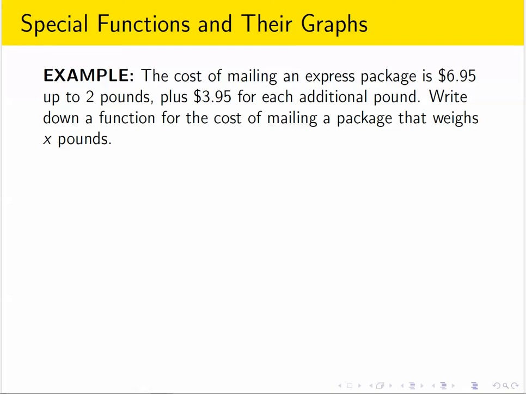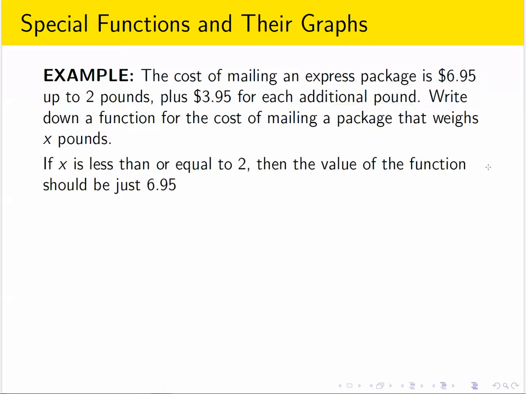For example, imagine we're trying to describe the cost of mailing a package, and we're told the cost is $6.95 if the package weighs up to 2 pounds, and then if it weighs more than that, we add $3.95 for each additional pound. And I want to write down a function for the cost where we're expressing it in terms of how many pounds our package weighs.